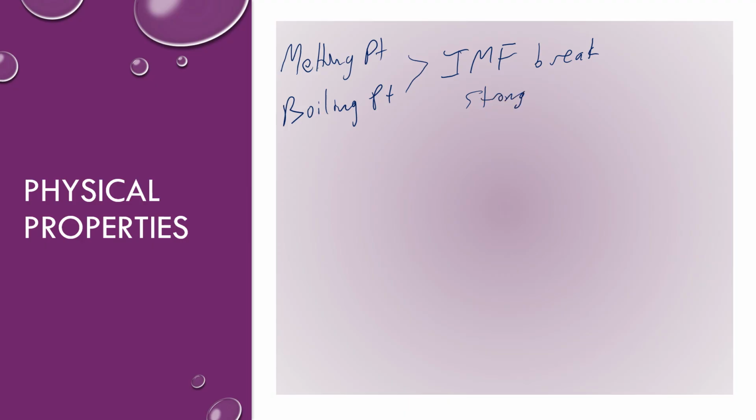So the first one I want to talk about is melting points and boiling points. When these molecules are melting or boiling, the only thing that is being broken are the intermolecular forces, which I'm going to abbreviate IMF. Intermolecular forces have to break. Some of them break when it's melting, all of them break when it's boiling. So the stronger the intermolecular forces, the higher the melting points and boiling points. So that is one of the physical properties.